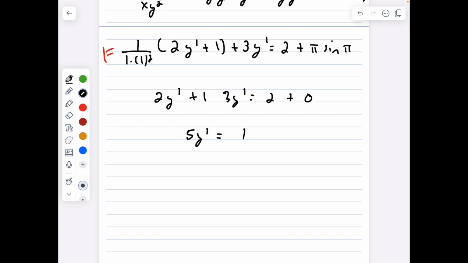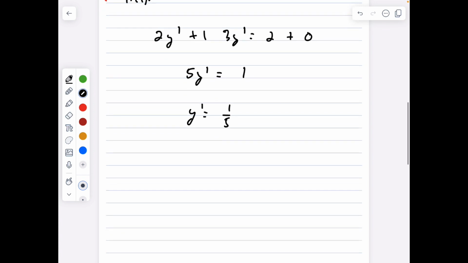In general, when you're working with this method and trying to solve for y prime, you need to get all the y primes on one side and everything else on the other, and get y prime by itself. So we had 5y prime equals 1, and all you needed next was to divide by 5, so we got y prime equals a fifth. And that is the slope of our tangent line, m.